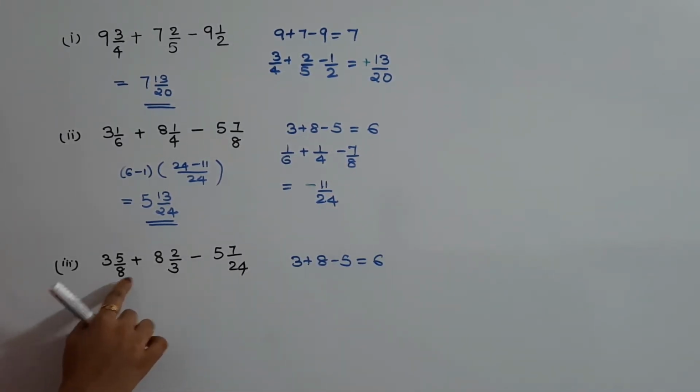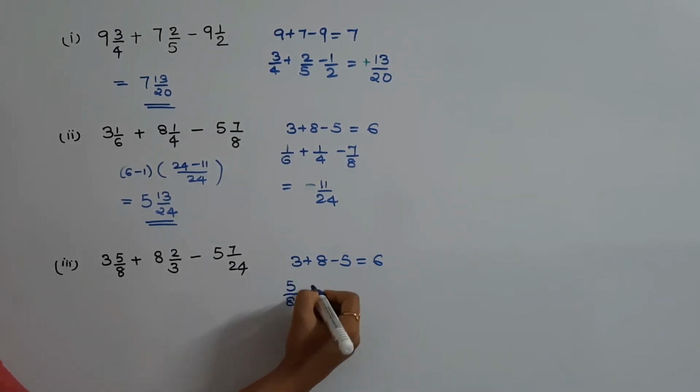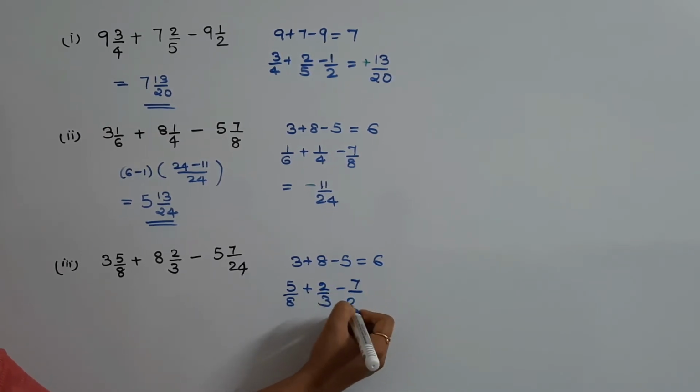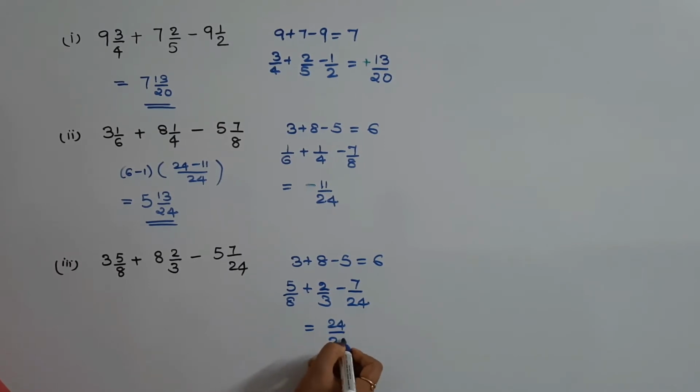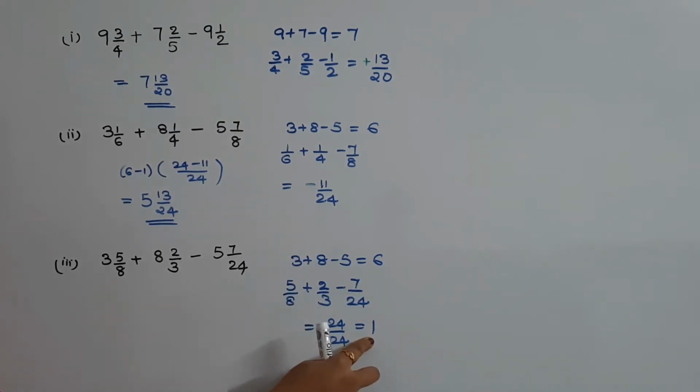Now you do the addition or subtraction for this fraction part, that is 5 by 8 plus 2 by 3 minus 7 by 24, that will be equal to 24 by 24, which is equal to 1. Now here also, when you solve this fraction part, you got a whole number.